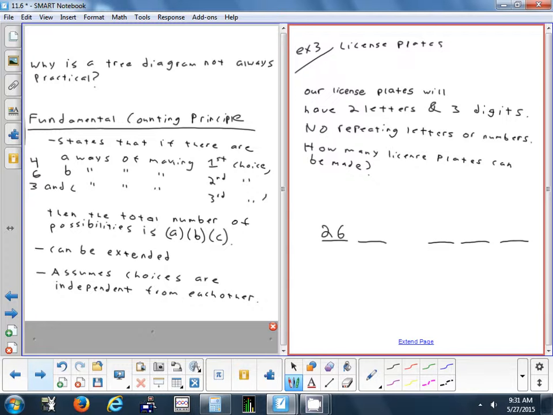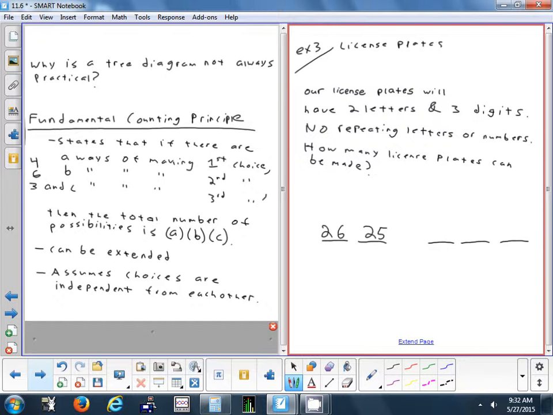Now, be careful what it says right here. No repeating letters or numbers. So for the next letter, we can still use this principle, but we just have to make sure that we take into account that we can't repeat. So no matter which letter you choose, how many choices do you have left for the next letter? 25. And we've taken into account that if you choose C, well, you can't choose C next. So you only have 25 left to pick from. Doesn't matter which letter you pick, you have 25 choices left.